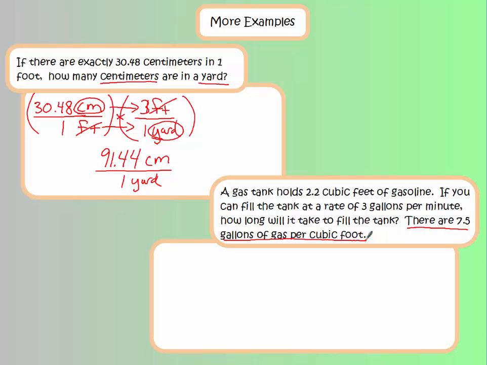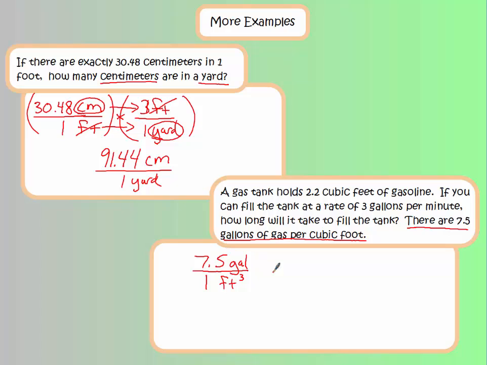All right, so what is it we know? We know there are 7.5 gallons in 1 foot cubed. See that little 3 there? Cubic feet. All right, so it says there are 7.5 gallons of gas per cubic foot. So 7.5 gallons in 1 cubic foot.